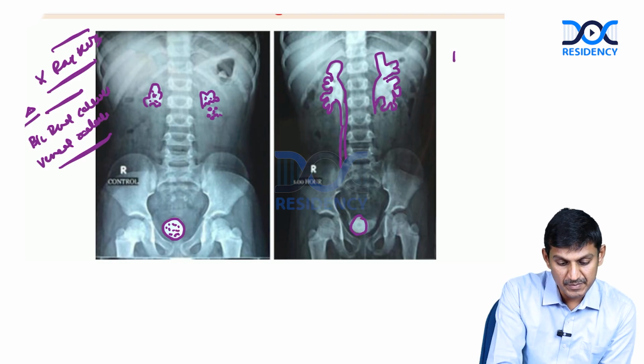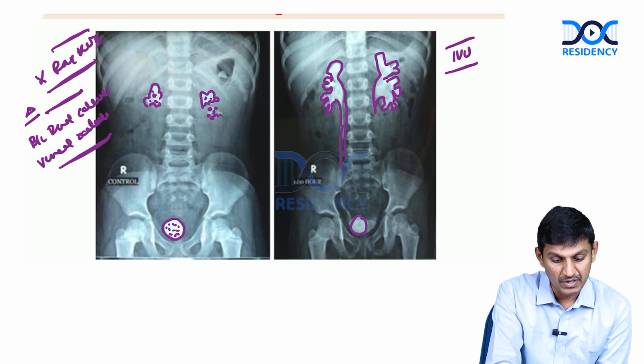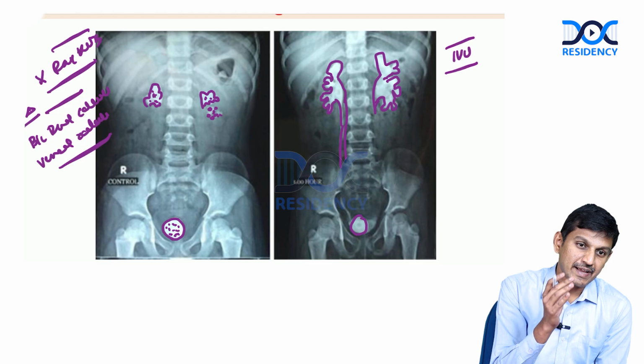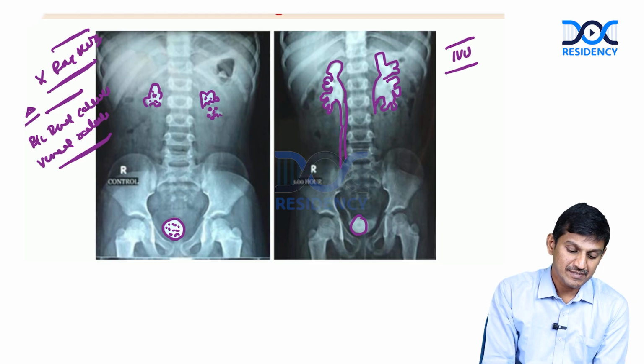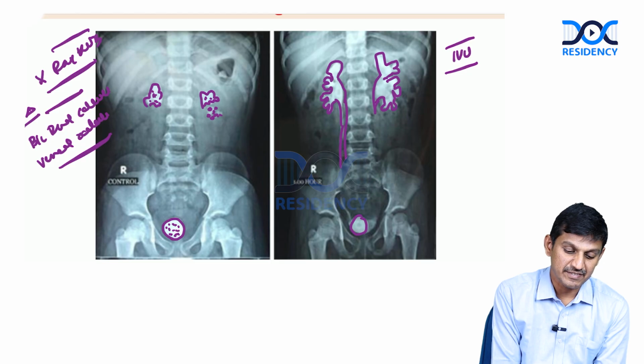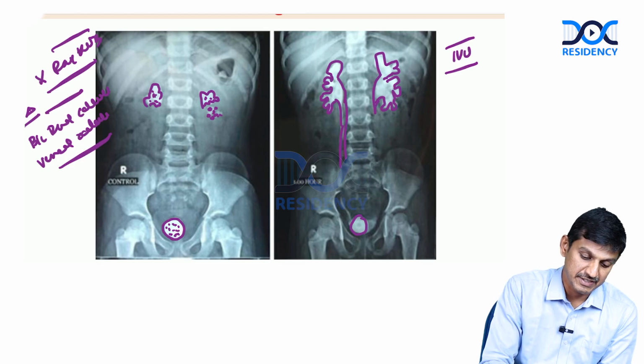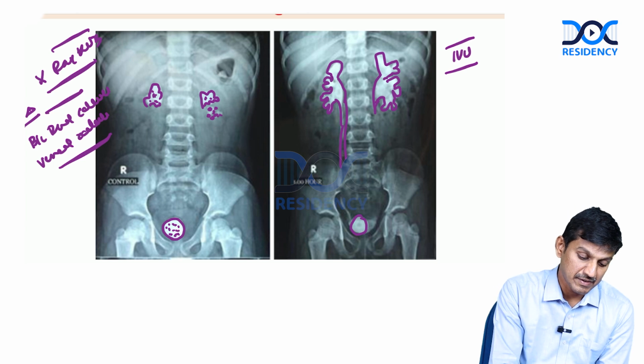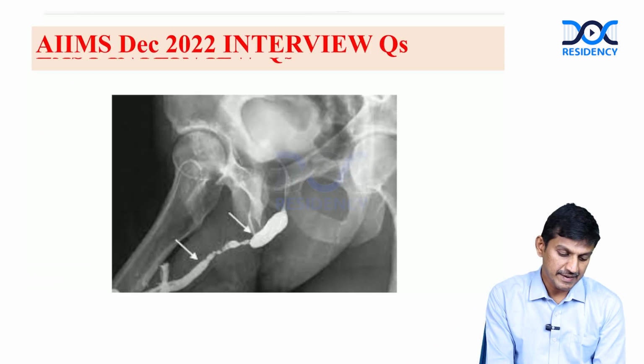Okay, so this film is called IVU. What is IVU? IVU means you take a series of X-rays, you give IV contrast, and then you look for contrast excretion. This is mainly to delineate the pelvicalyceal system.